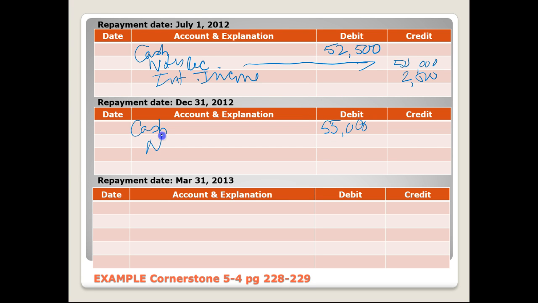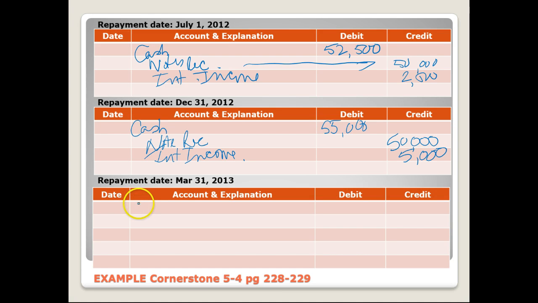We still have the note receivable that is now being repaid, so we have to credit the receivable account for the principal amount. And then I've got an interest income account, which is a revenue account. So I'm going to credit it for $5,000. $50,000 plus $5,000 equals my $55,000 in cash. What if the note was repaid with principal and interest on March 31st, 2013? What would be my entry on March 31st, 2013?